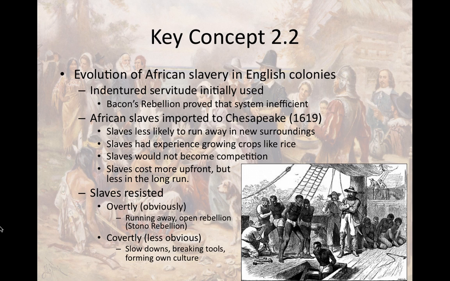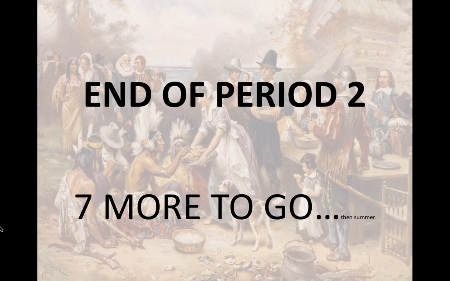Now, covert resistance is a more common type of resistance. This included worker slowdowns, breaking tools, forming their own cultures, marrying, learning how to read behind masters' backs, doing things to keep their culture intact, at least as much as was humanly possible. So it's important to note that these slaves resisted and the different ways in which they did that. And that brings us to the end of period 2.